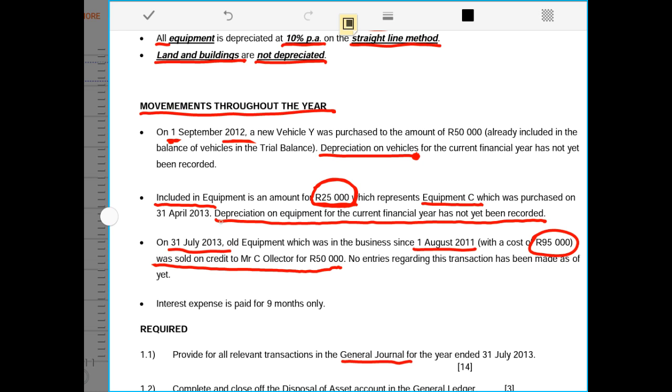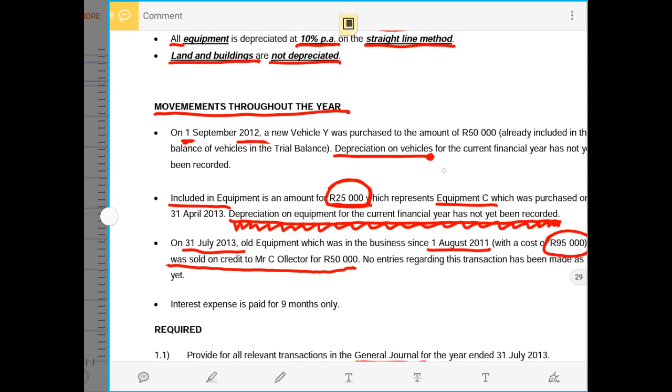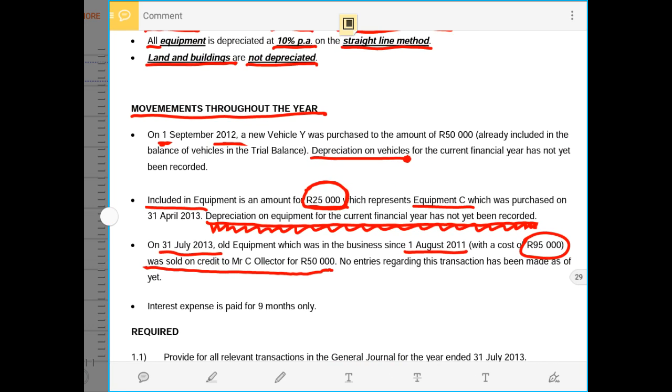But the only thing that we need to account for is the depreciation on equipment for the current financial period, for all the equipment, the new equipment and the old equipment that is in the business. Then the third one, so now is the depreciation for the vehicles. Then after the depreciation for the equipment, the third one now was the disposal of the old equipment.